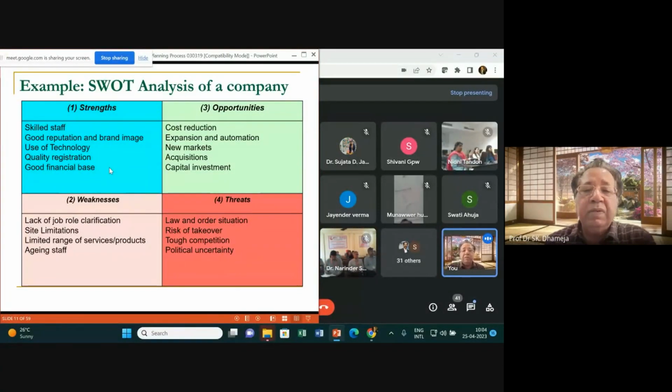The law and order situation. It could be a threat. Like in our country, we are quite safe, but in other countries, like if you see what is happening in Sudan, it's a major problem. The risk of takeover: somebody can take over your enterprise. Tough competition and political uncertainty. These could be the possible challenges.